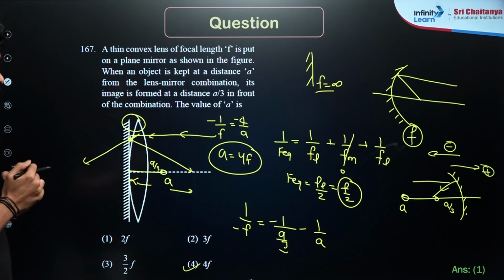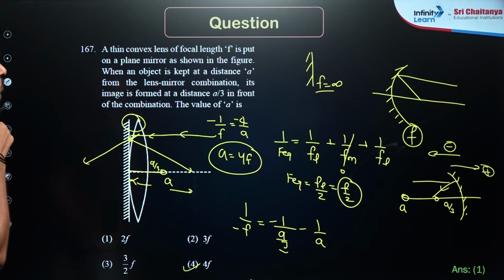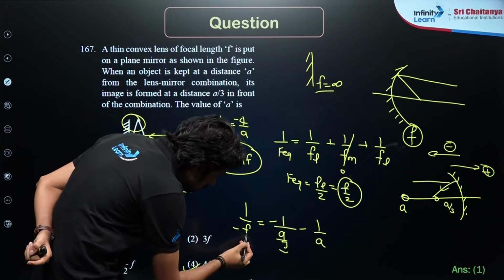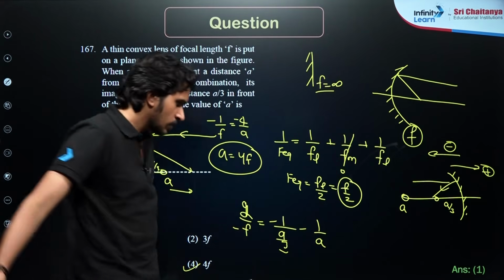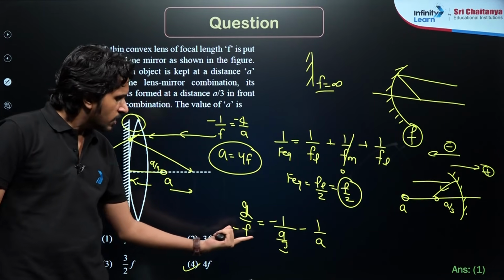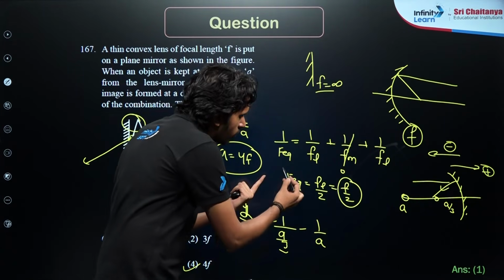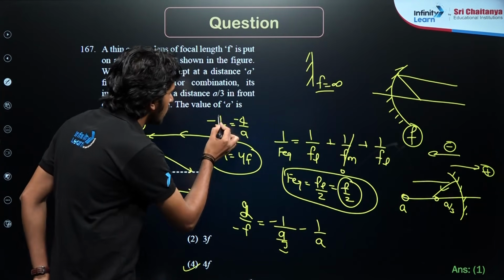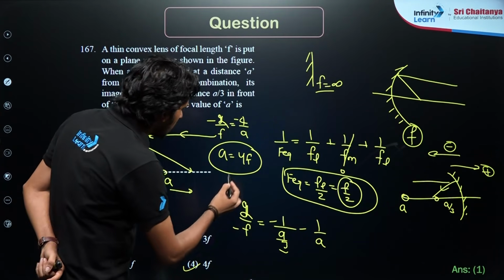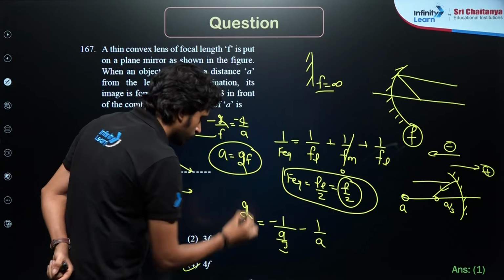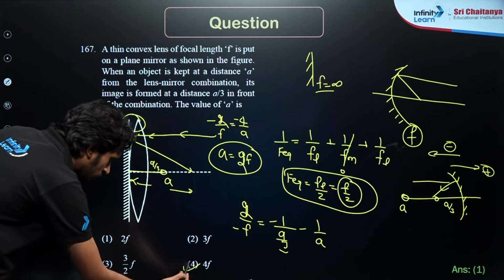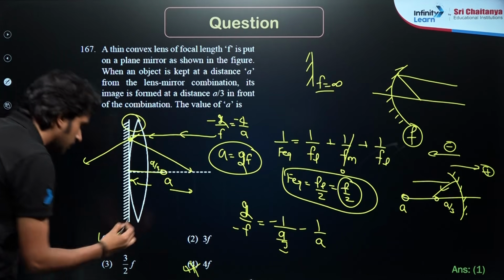Okay, so did we make any mistake? Basically, here we had f by 2. What did we have here? That was f by 2, because the equivalent focus was f by 2. So then you write it as f by 2, then a will be twice f. So not fourth, the answer would be A.